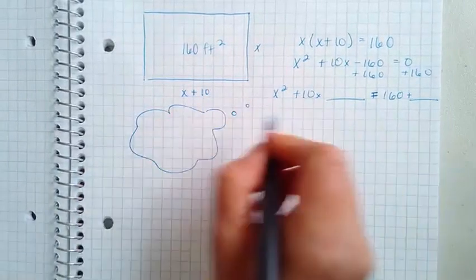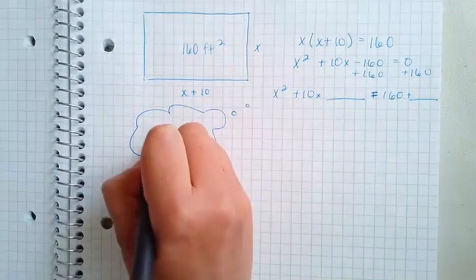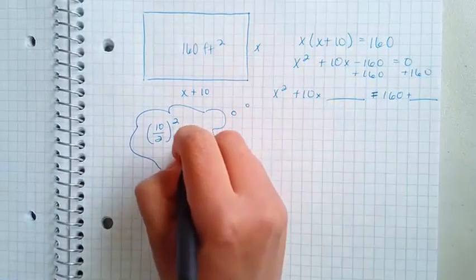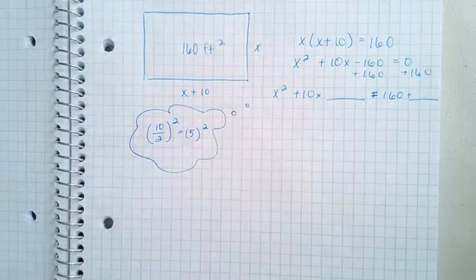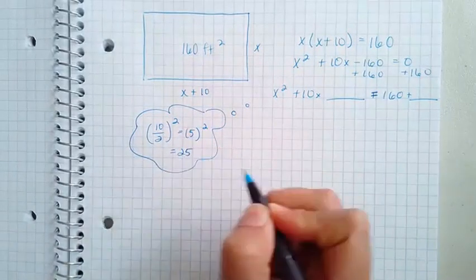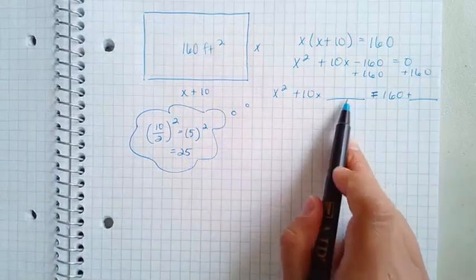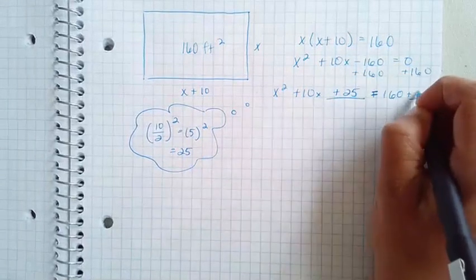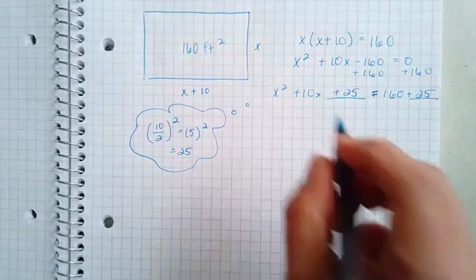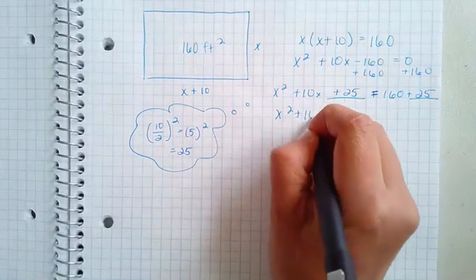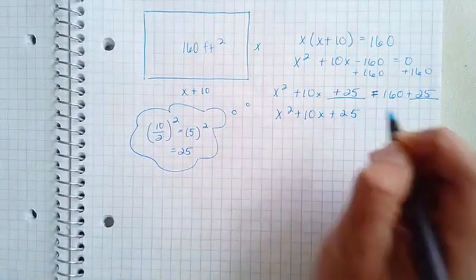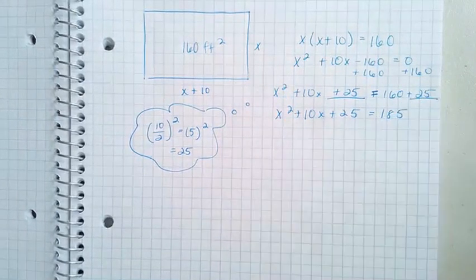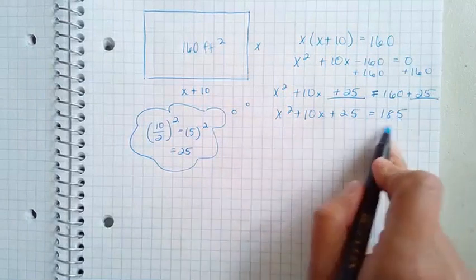and I think about, I take this middle term, 10, I divide it by 2, and then I square that. 10 divided by 2 is 5, and 5 squared equals 25. So to keep my equation balanced, if I'm going to add it to this side, I also have to add it to this side. So plus 25 and plus 25 over here. Then I end up getting x squared plus 10x plus 25 equals 185.